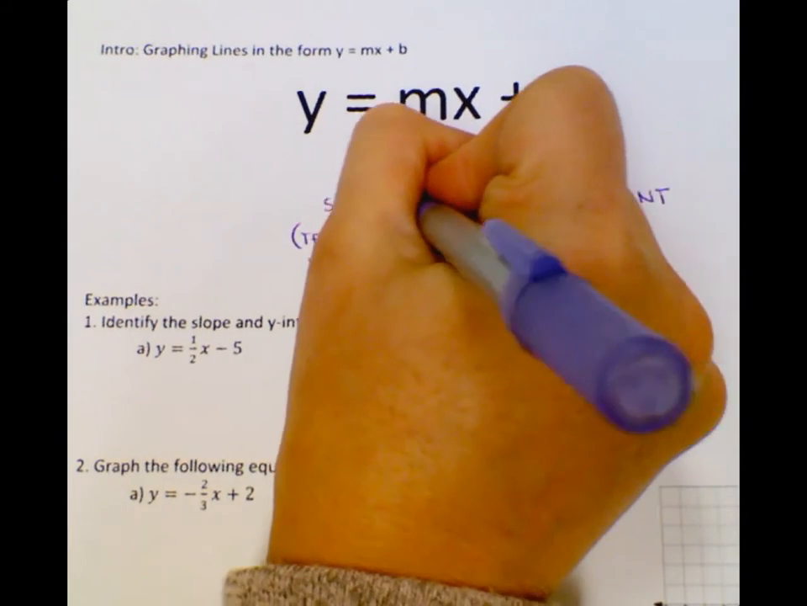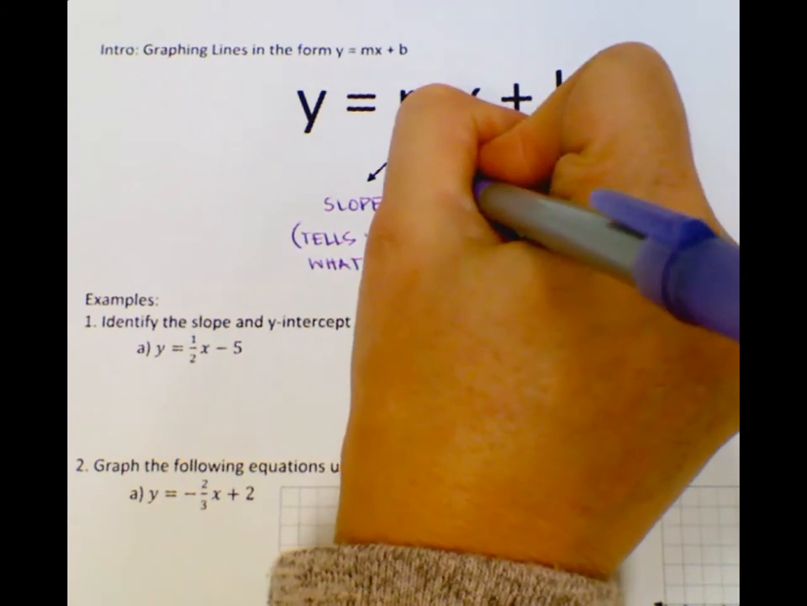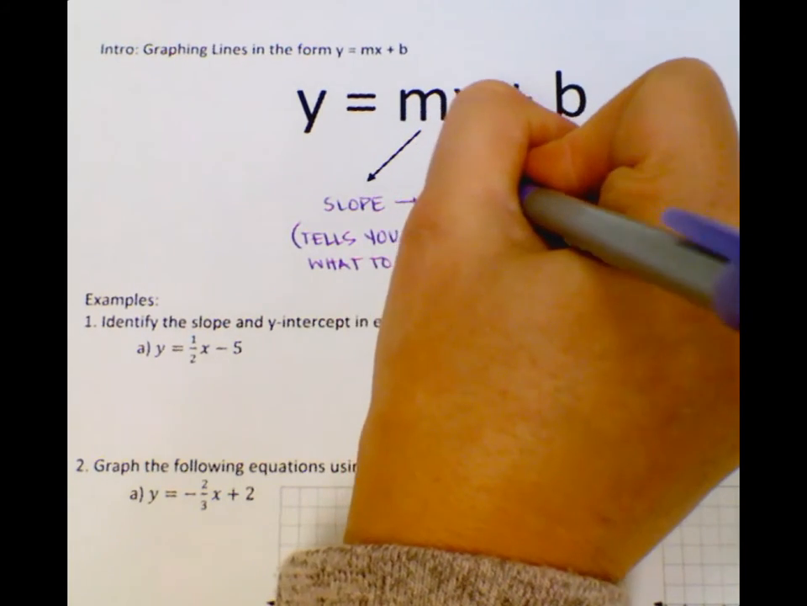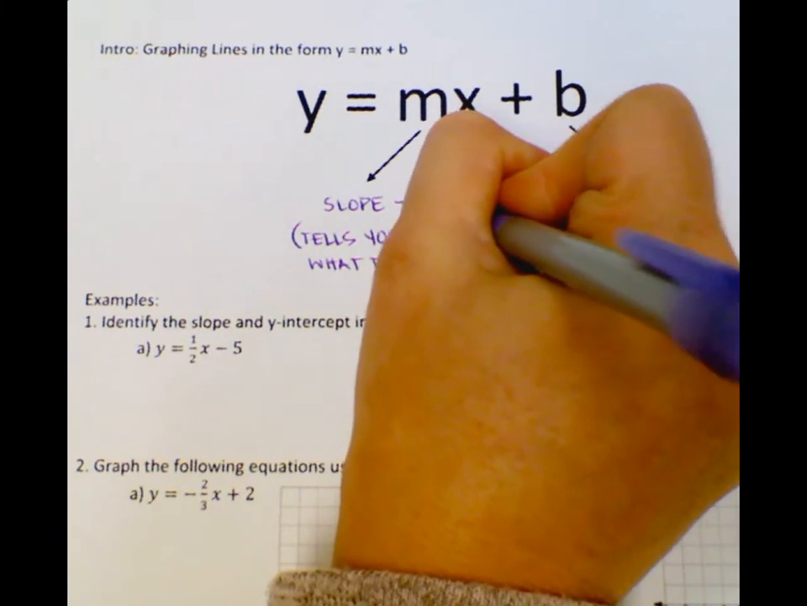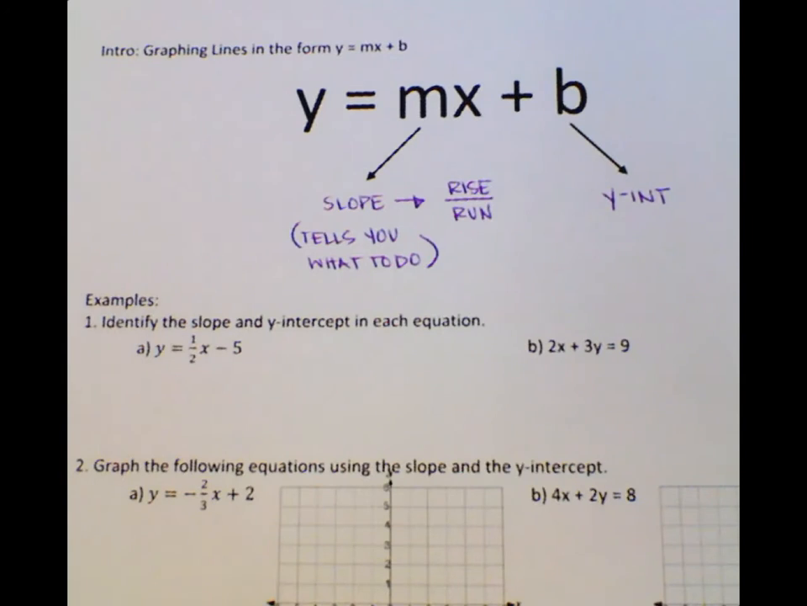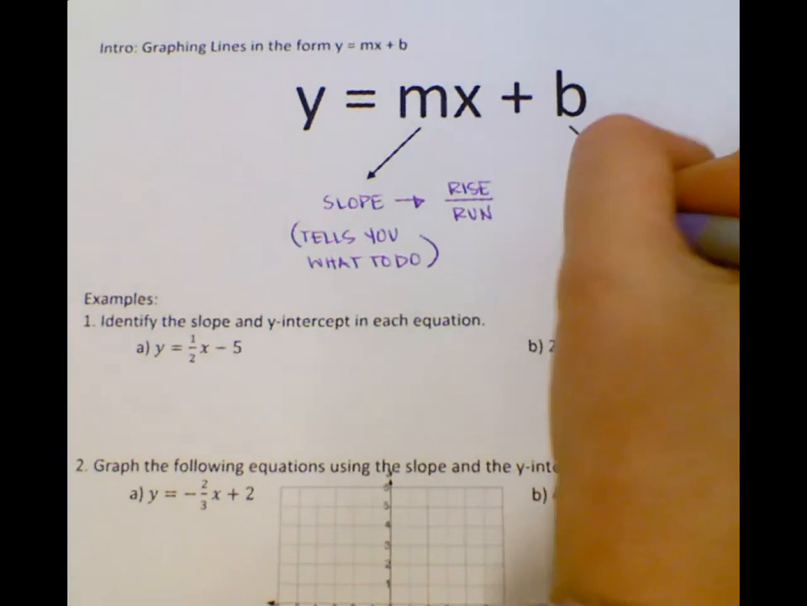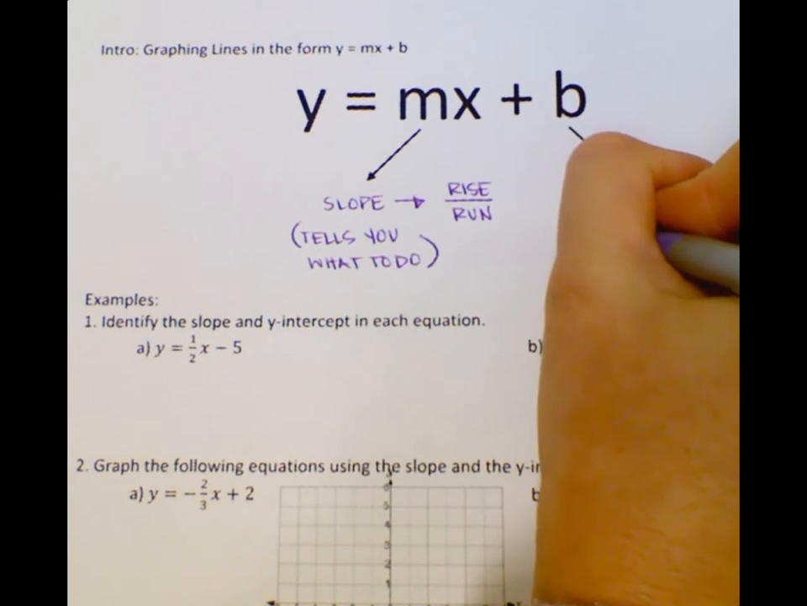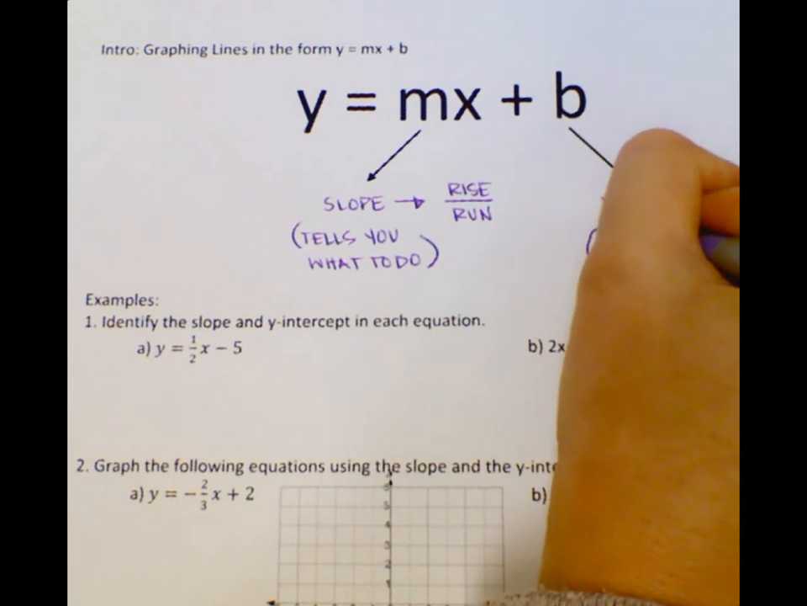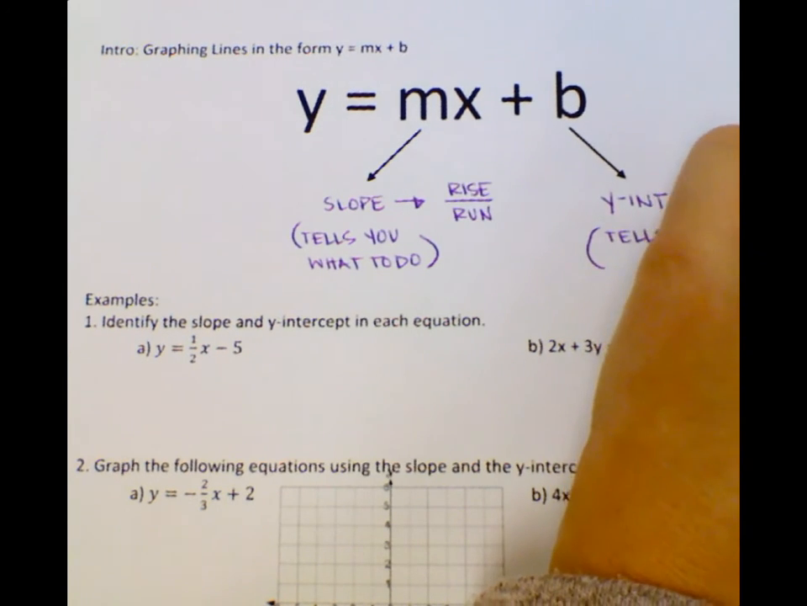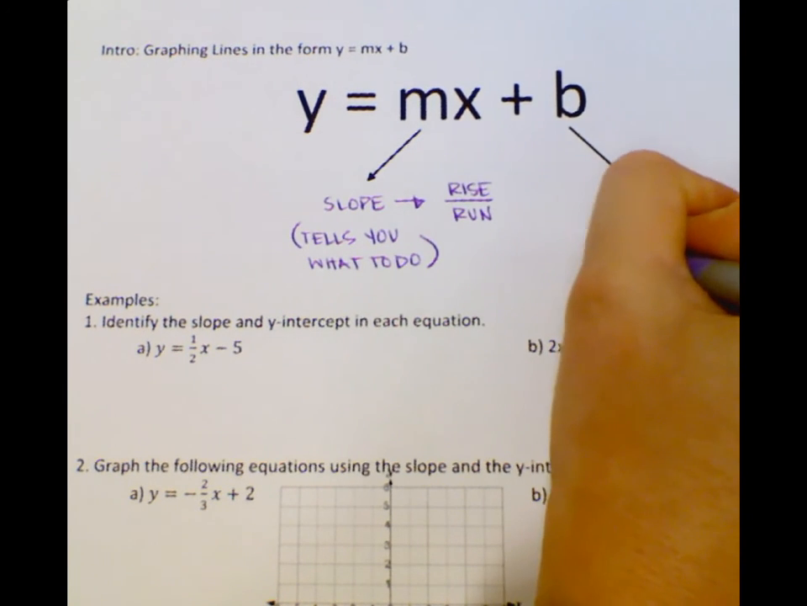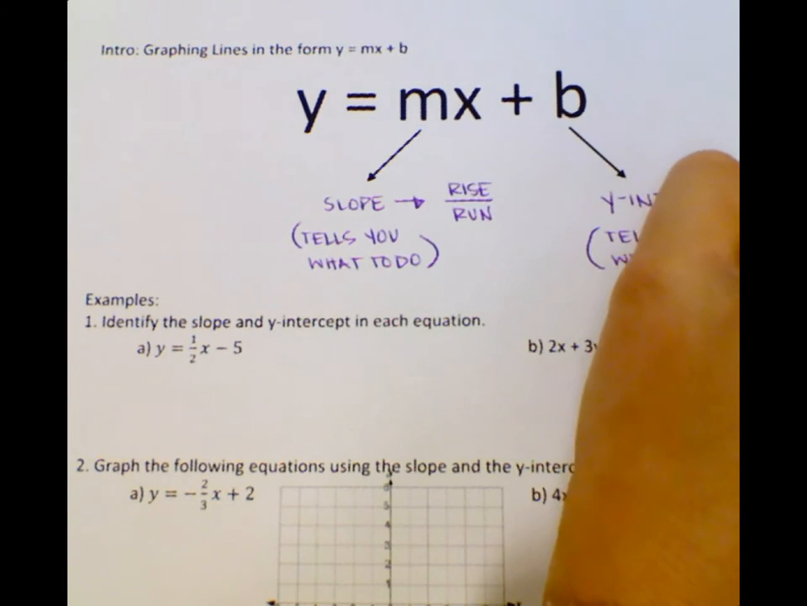So remember, the slope is rise over run. Like it tells you, okay, if the slope is 1/2, it would say rise 1, run 2. So it tells you what to do. The y-intercept tells you where to start.